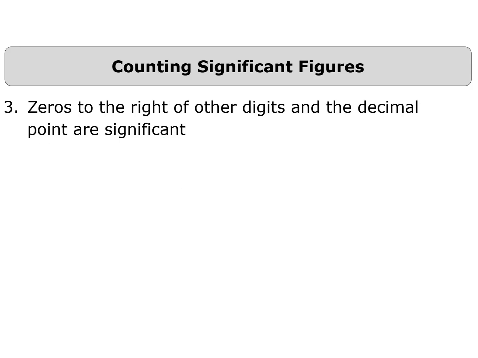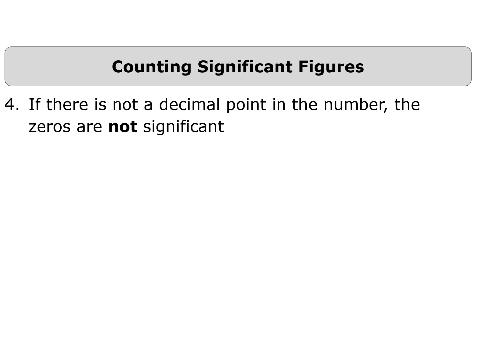Zeros to the right of other digits and the decimal point are significant. So again, if you have a decimal point, if you just draw an arrow from the left to the right, then everything thereafter would be significant. So these 5 digits would be significant. Here again, since we have a number with a decimal point, if I draw my arrow from left to right and then count all my digits to the right, I would have 4 significant figures.